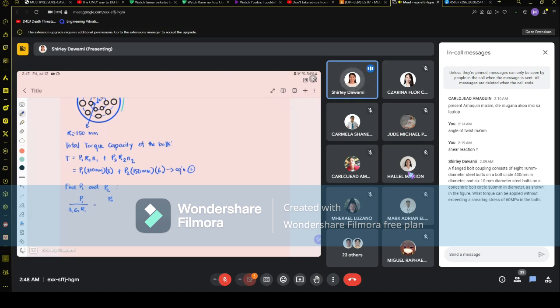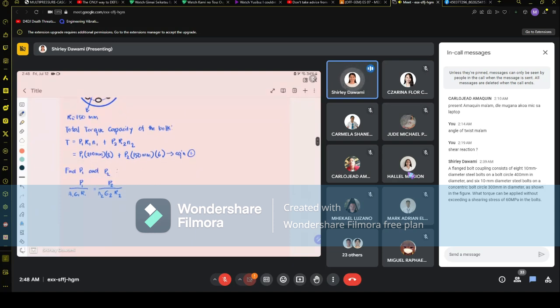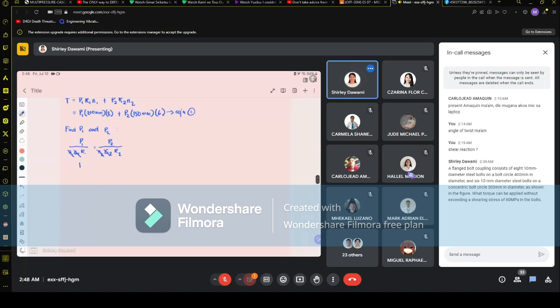R2. Since the problem did not specify different materials for each bolt circle, we will cancel this. The area is of the same diameter, and the bolt is of the same diameter. So cancel area 1 and area 2, and also G1 and G2 since the material is homogeneous. What remains is P1 over R1 is equal to P2 over R2.